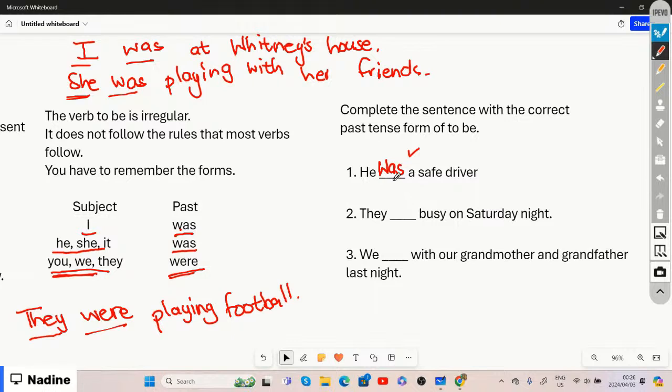All right, now we're going on to they. Do we say they was busy on Saturday night or they were busy on Saturday night? We need to choose the correct one. They was busy on Saturday night or they were busy on Saturday night. So they were or they was.